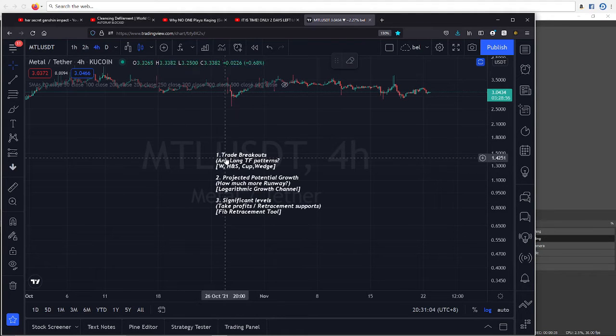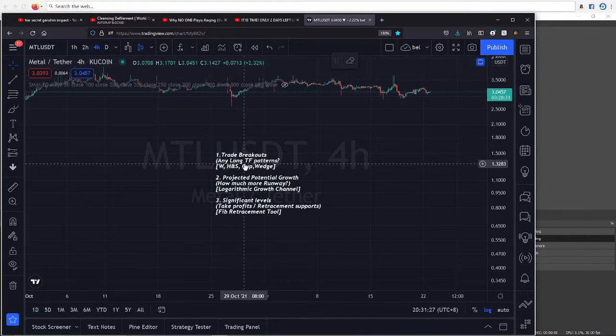The first one, we try to find any breakouts that we can trade, because breakouts tend to be more explosive and usually unidirectional. Once it breaks out, usually you will just continue going upwards. There's a lower chance of it ranging or even reversing.